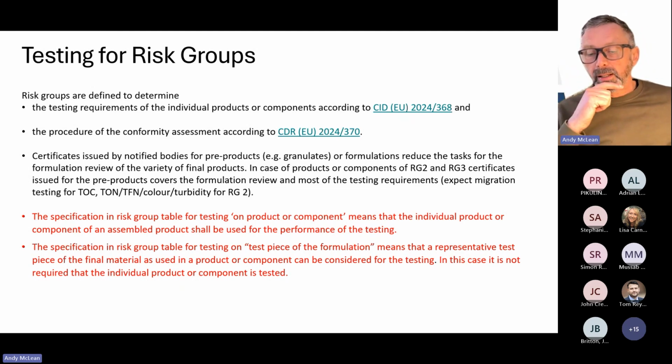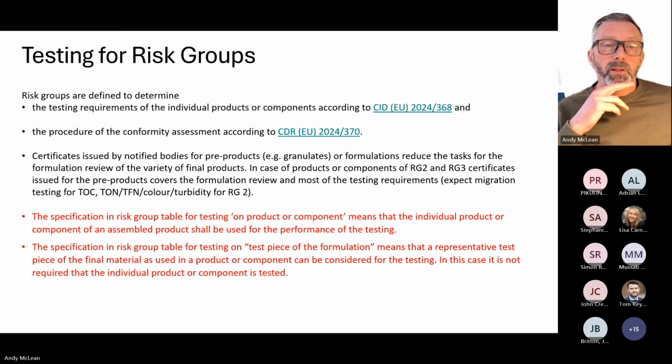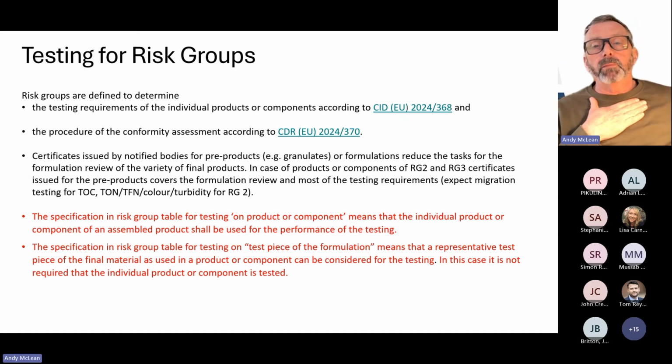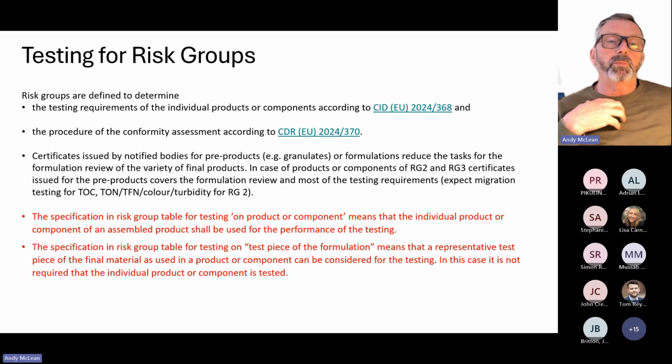Most of the assessment bodies that we know are looking at this and trying to figure out how to work through it. And just by way of explanation, on product or component means that the individual product or component of an assembled product shall be used for performance of the testing. And a test piece of the formulation doesn't necessarily mean that you have to test it on the product, but you could test it on a separate sample.